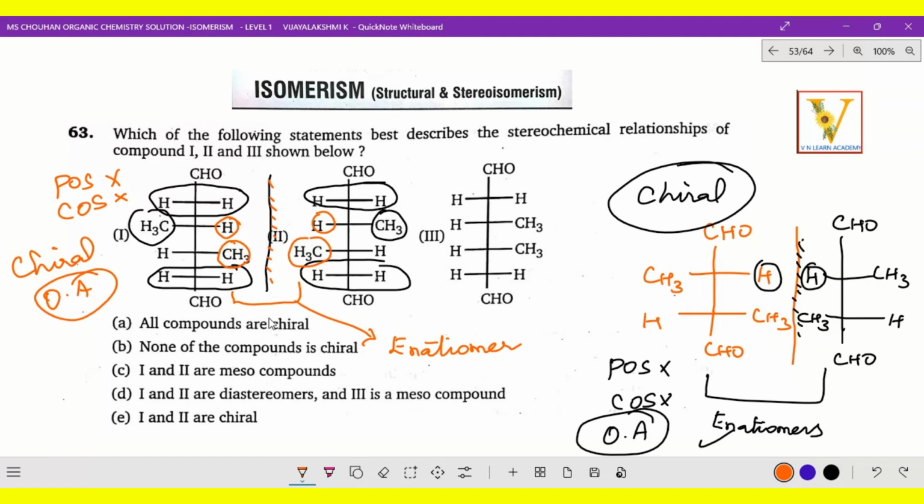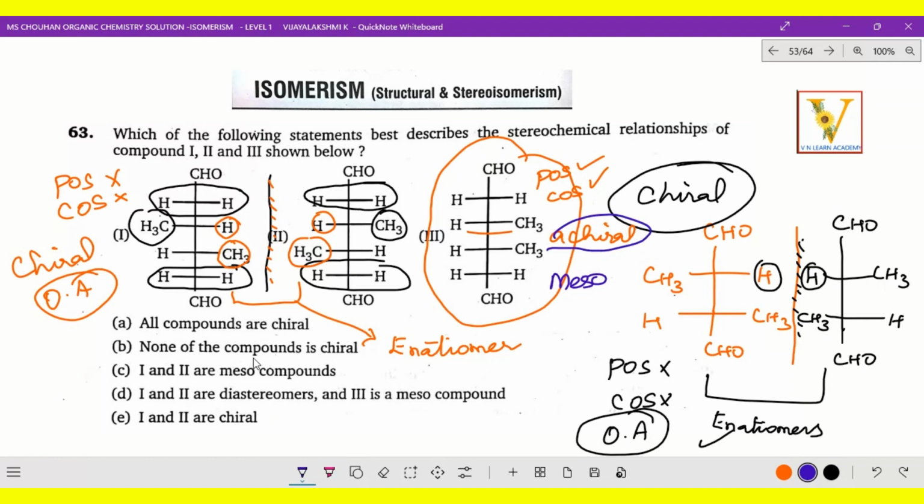Now in the options, what they are asking: all the compounds are chiral. Now let us check this one. CHO, H, here also H, here H, CH3, H, CH3. As we are coming, we can say this third compound is actually the same on both sides. So that means here POS present, COS also present. It is achiral. So achiral means what? A meso compound. It's achiral, and it's a meso compound.